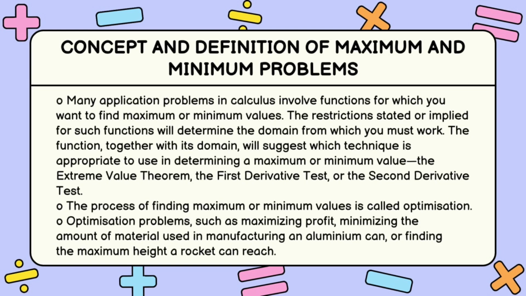The process of finding maximum or minimum values is called optimization. Optimization problems include maximizing profit, minimizing the amount of material used in manufacturing an aluminum can, or finding the maximum height a rocket can reach.